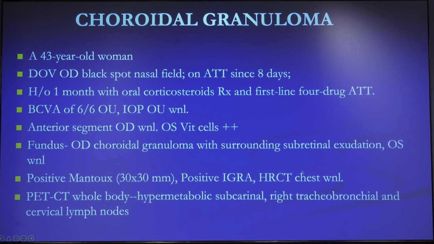Choroidal granuloma has already been shown on the OCT. This is a 43-year-old woman with a black spot in the right eye, and a history of 1 month of being treated with oral corticosteroids and first line 4-drug ATT, 6/6 OU, and fundus showed a choroidal granuloma in the right eye. Mantoux was 30 by 30. Positive IGRA and HRCT chest was normal, and PET CT showed some lymph nodes.